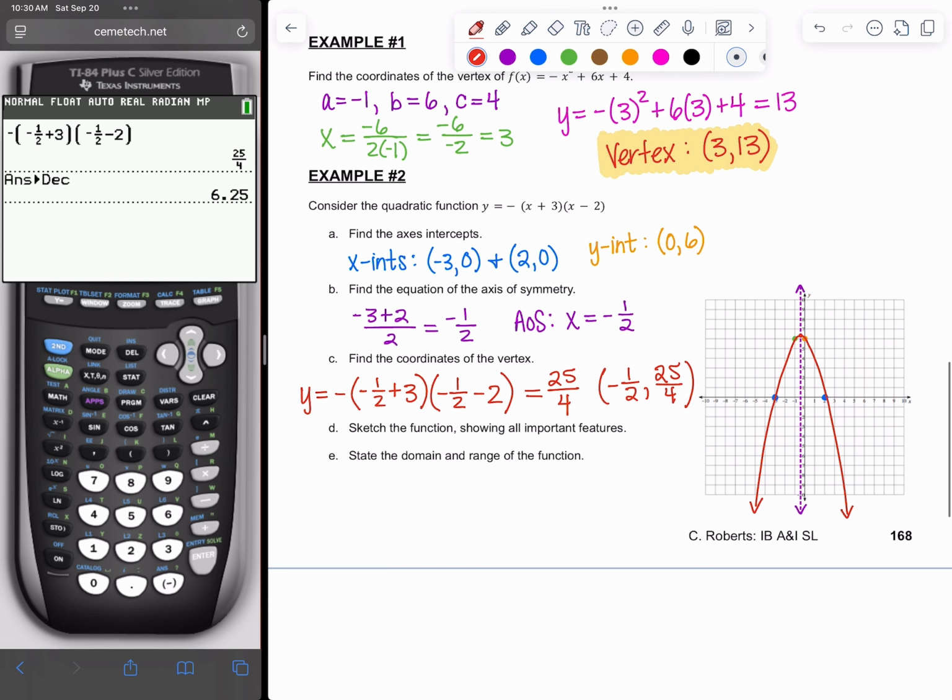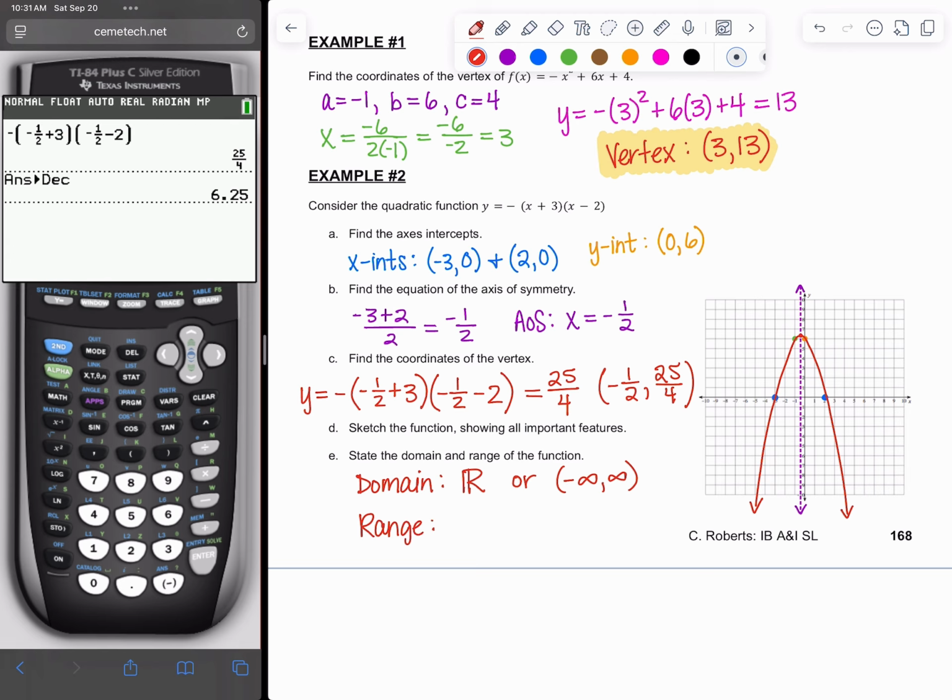Now that we have our sketch, it says state the domain and the range. So domain is x. So my x values, as you can see, is both going down on both ends, but it's getting wider. So I have all real numbers for my domain, or you can write it as negative infinity to positive infinity. Now the range is how high or how low the graph goes.